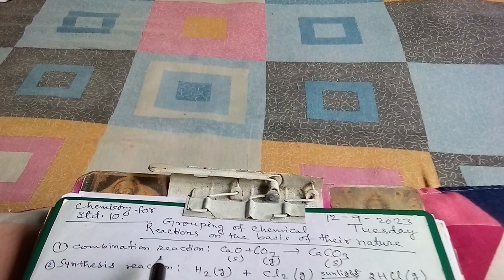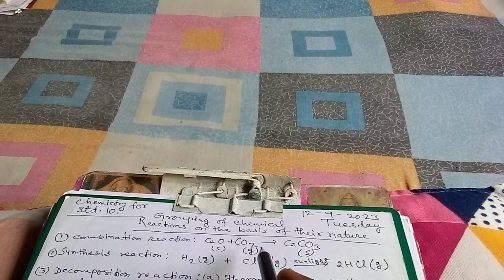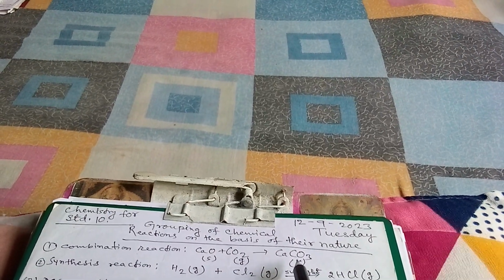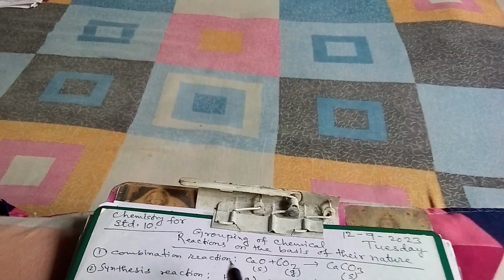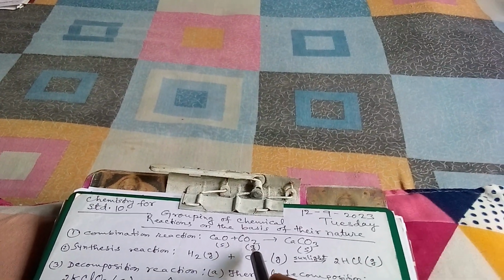The first reaction is combination reaction, in which two different substances combine and form a new substance, a new compound. Here calcium oxide, which is a solid, reacts with carbon dioxide, which is a gas, and gives calcium carbonate, which is a solid.